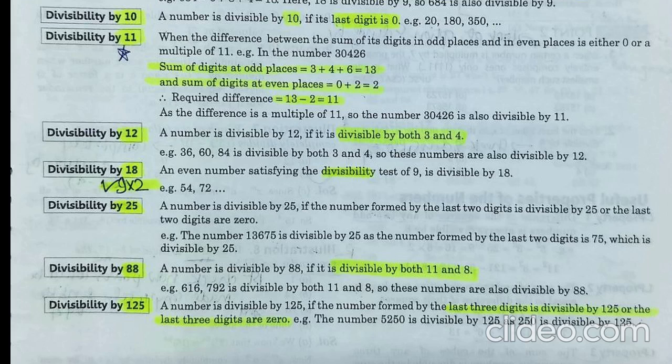Now divisibility of 7. So how do we calculate divisibility of 7? Take for example the number 653. So the last unit number, that is 3, should be multiplied by 2.